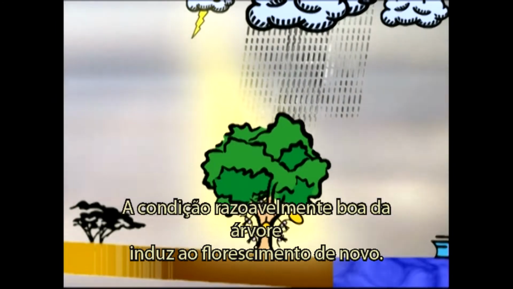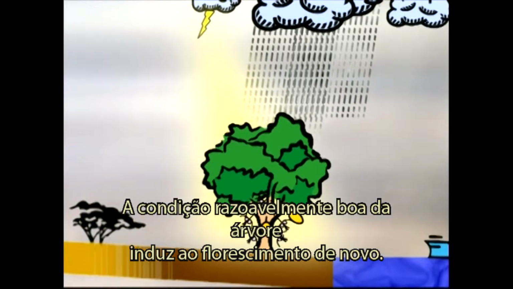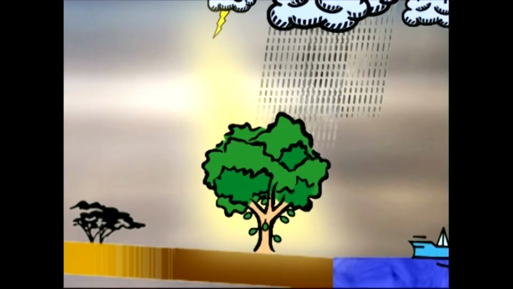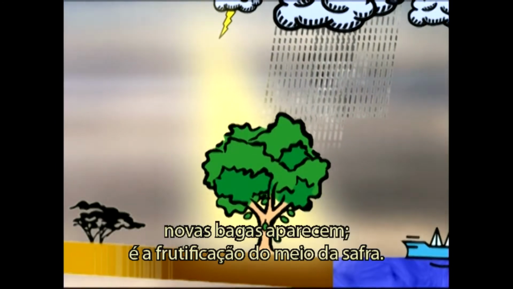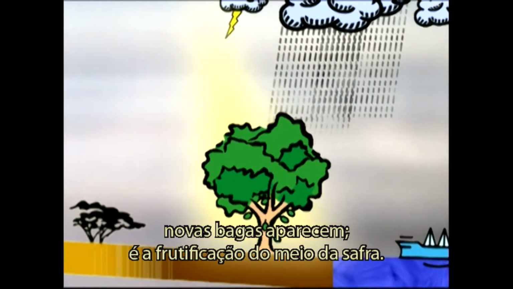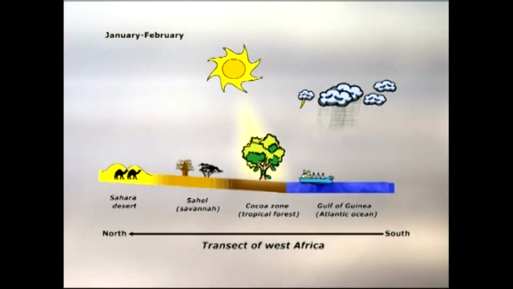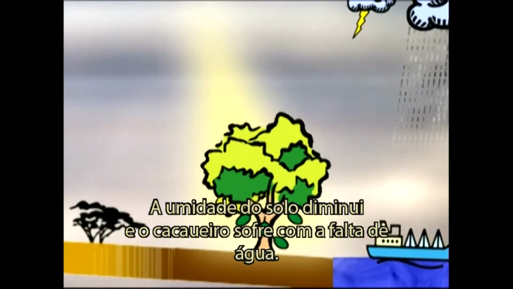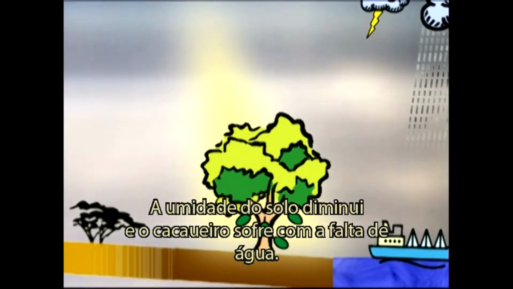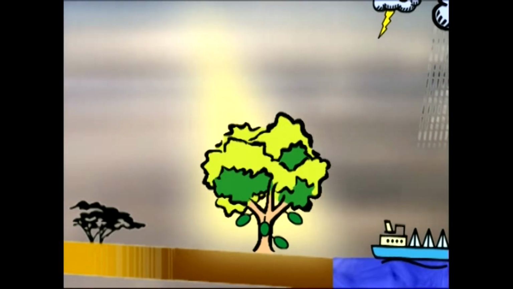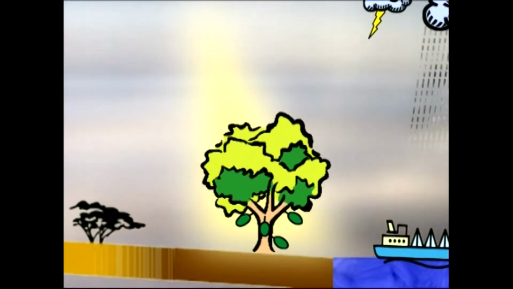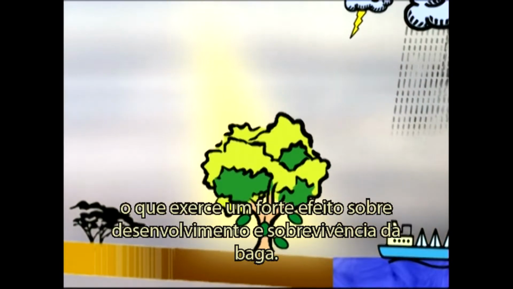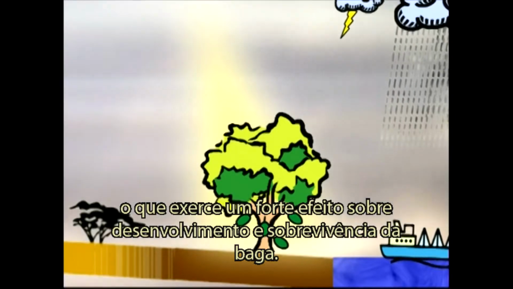The fairly good condition of the tree again induces flowering. Pollination occurs, and by the end of December and early January, some new pods appear. This is the mid-crop pod set. In January and February, the rains are over the Atlantic Ocean south of the cocoa belt. Soil moisture drops, and cocoa trees suffer from the lack of water. This is the main dry season, just like the July to September dry season, but to a much greater extent. This very strongly affects both survival and pod development.